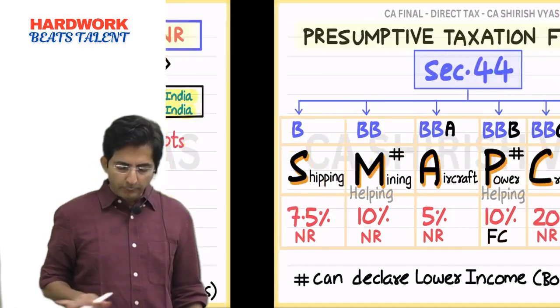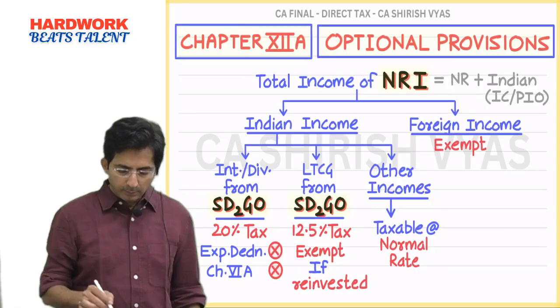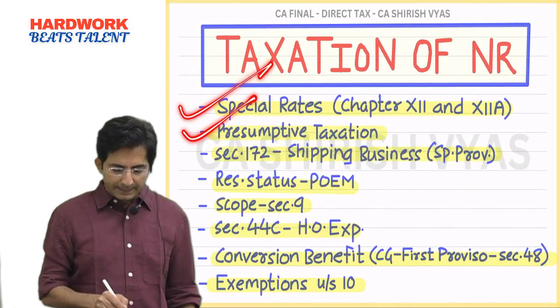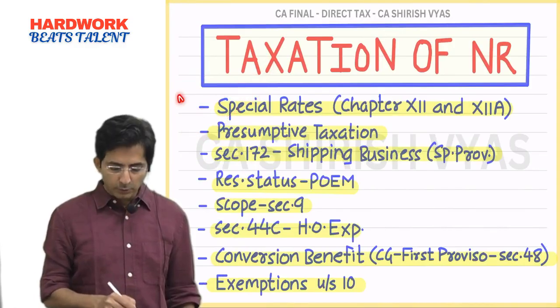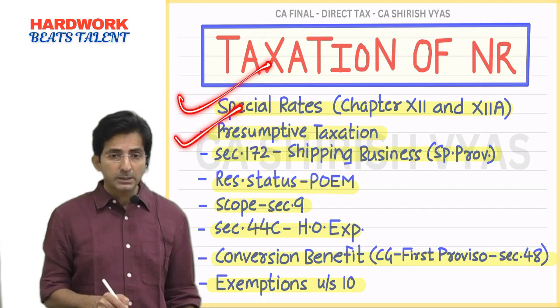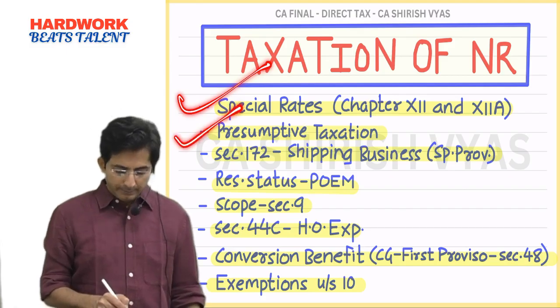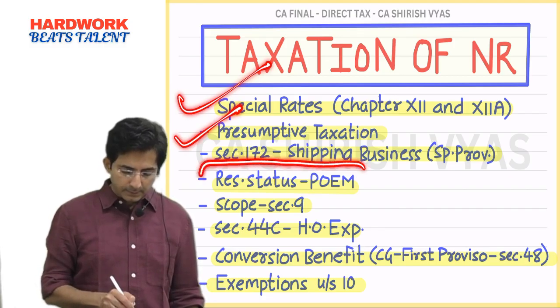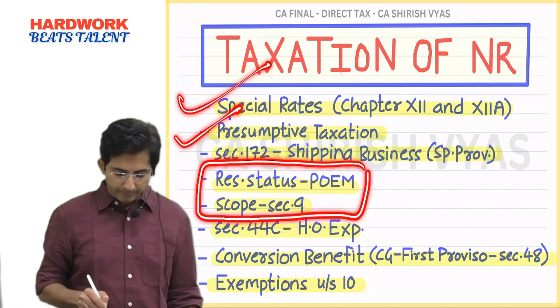So, finally we finish the second section. First one was special rates, that is already done. Second is presumptive taxation, even that is done. Next in order I will take residential status and this section 9.